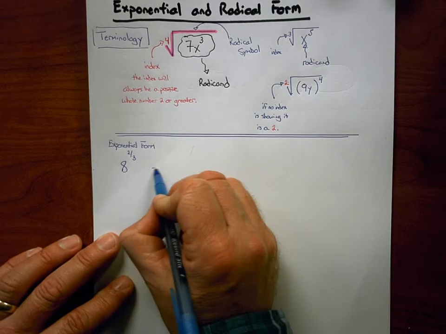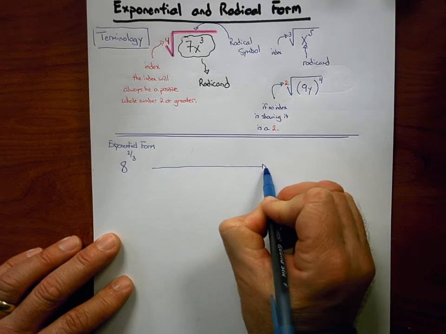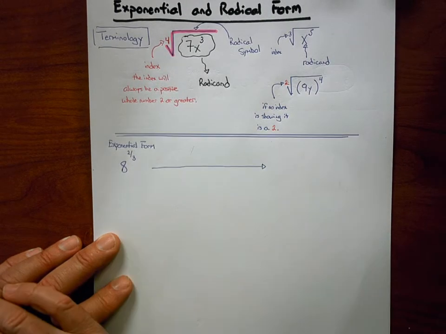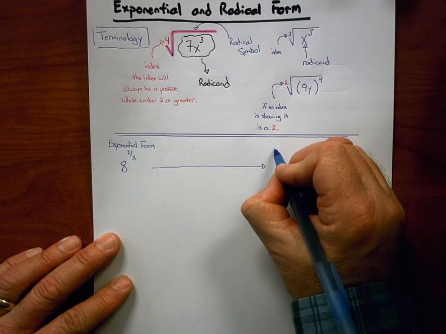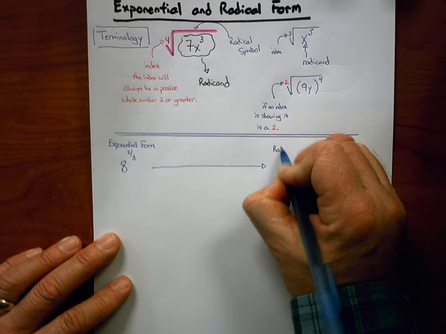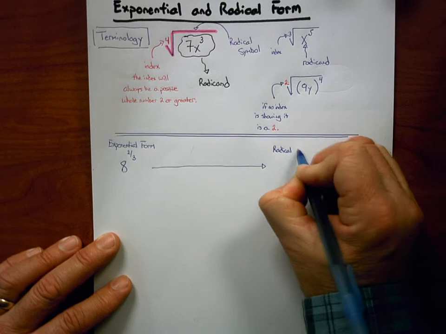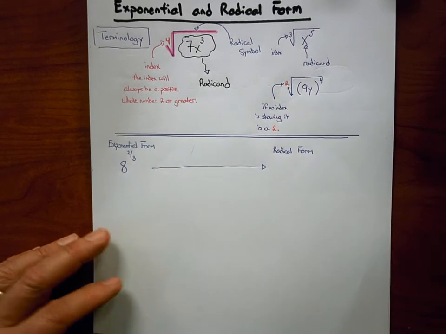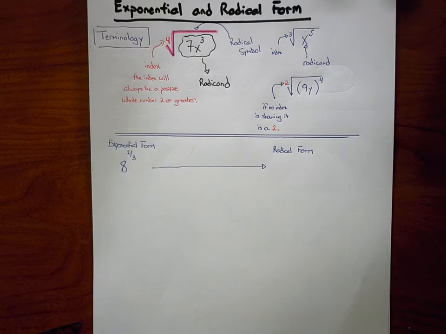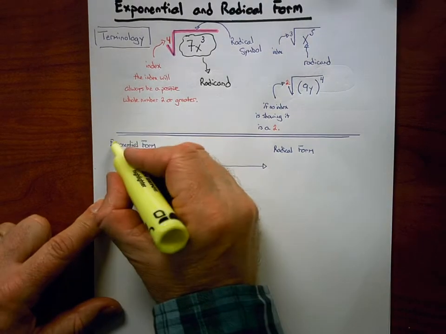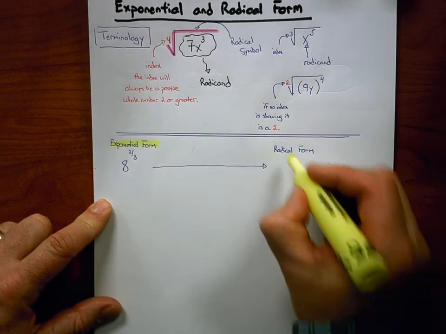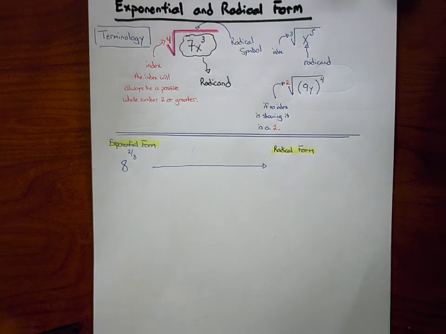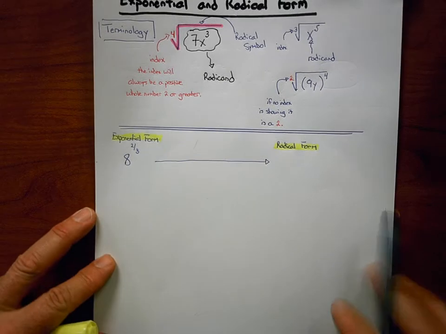What I want to go over today is how you take a problem in exponential form and change it so that it is in radical form. What we're learning today is taking an exponential form equation and changing it into radical form, and it's a very simple process. Today we're just going to learn the process on how to do it.